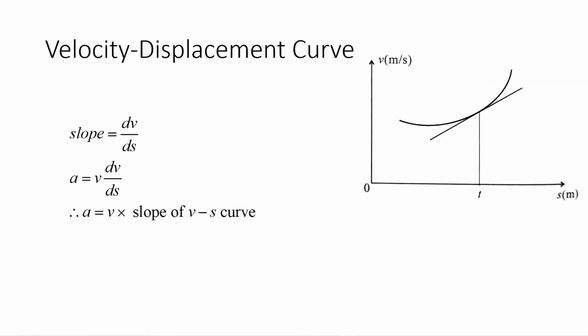Then after that, this one is the last diagram, the velocity displacement curve. So the y-axis is velocity in meters per second, the x-axis is displacement in meters. Now if you take the example of this curve and at any point draw a tangent, what will be the slope of this? It will be dv by ds, and when you multiply the slope of the vs diagram by velocity, v dv by ds will give you acceleration.